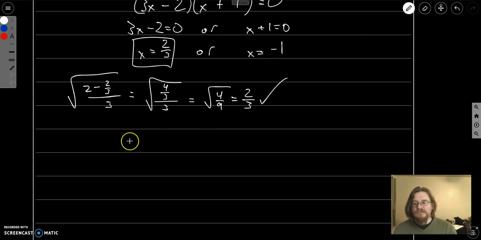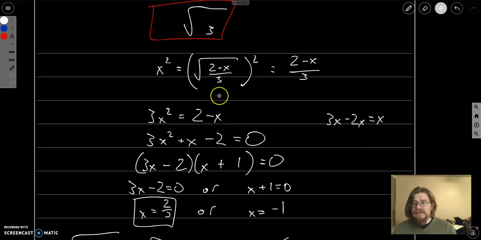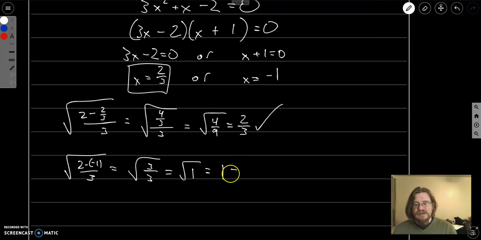Let's try negative 1 now. So we have 2 minus a negative 1 divided by 3. 2 minus a negative 1, well, that's going to be 3 divided by 3. And 3 over 3 is just 1. And the square root of 1 is 1. But it's meant to equal x. 1 is not the same as negative 1. So here's the first situation where negative 1 is in fact not a solution.